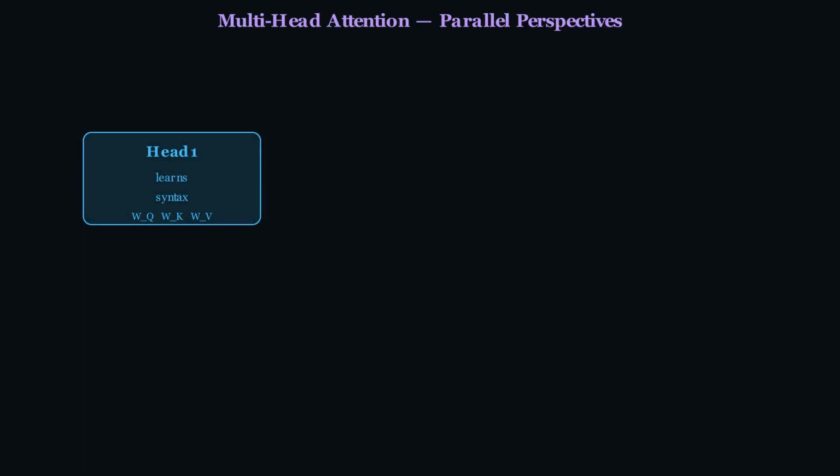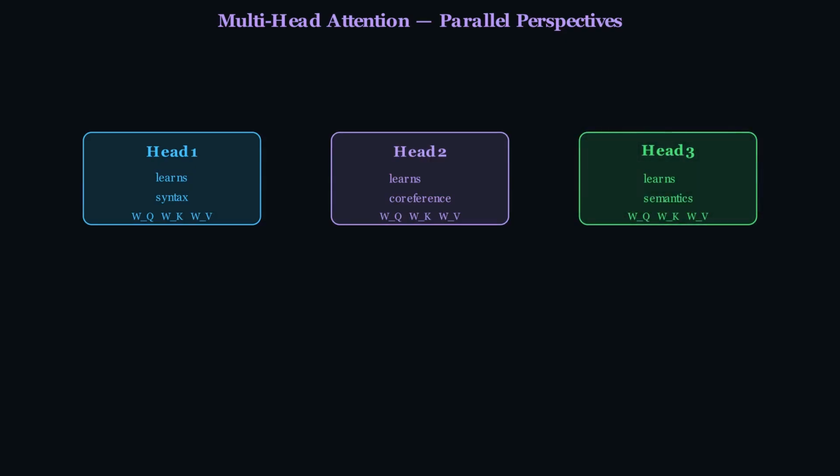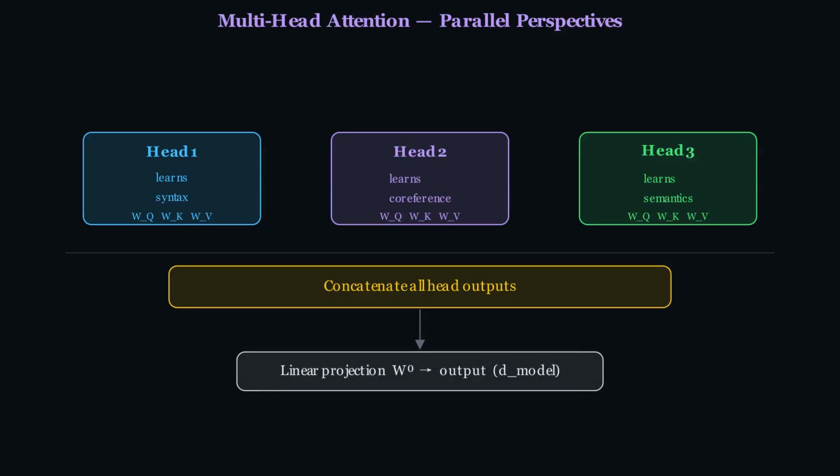Instead of one attention operation, the transformer runs several in parallel. Each is called a head. Head 1 specializes in syntax, subject, verb, object structure. Head 2 tracks coreference, which pronoun maps to which noun. Head 3 captures semantic similarity between distant words. All head outputs are concatenated, then projected back to d_model. Total compute is the same as one full width head. Each head just uses d_model divided by h dimensions.